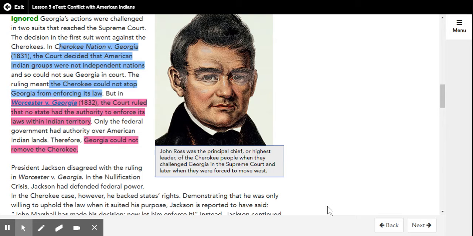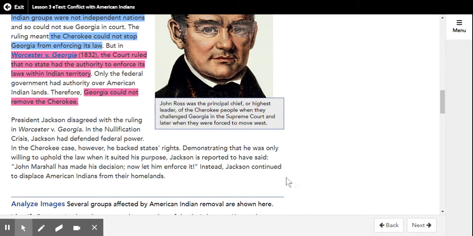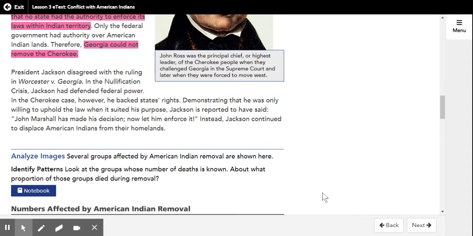President Jackson disagreed with the ruling in Worcester versus Georgia. In the nullification crisis, Jackson had defended federal power. In the Cherokee case, however, he backed states' rights. Demonstrating that he was only willing to uphold the law when it suited his purpose, Jackson is reported to have said, "John Marshall has made his decision. Now let him enforce it." Instead, Jackson continued to displace American Indians from their homelands.